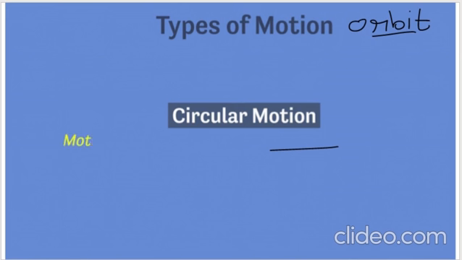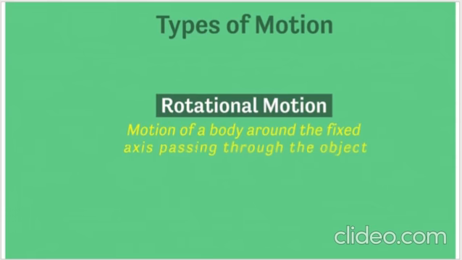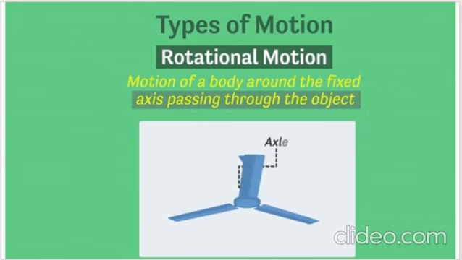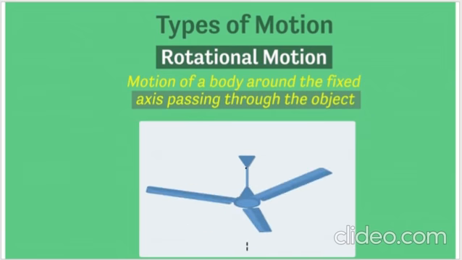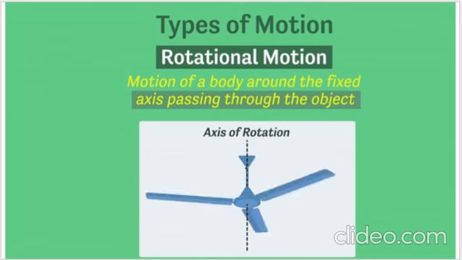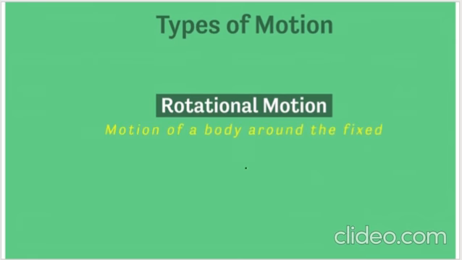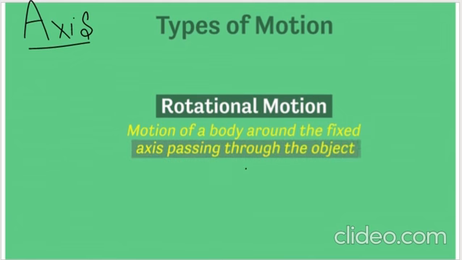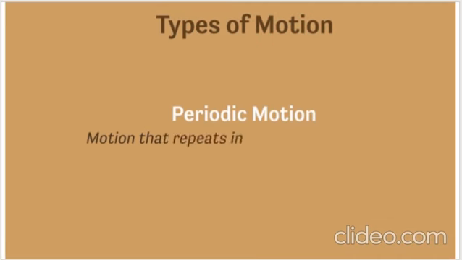Next motion, similar to circular, is rotational motion. When I say rotational motion, there is an axis on which the motion is occurring. On an axis, the body is revolving. For example, your fans. When I say fan, this is the axle over here, and on that axle the object is rotating. That whole line is the axis of rotation. So rotational motion means when there is an axis and with respect to that axis your object is moving. That is rotational motion.